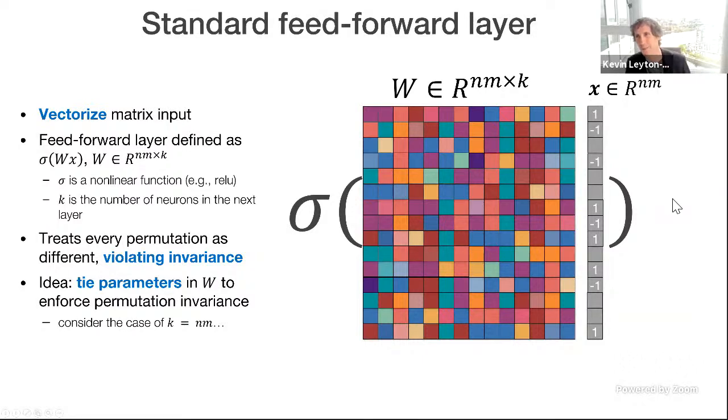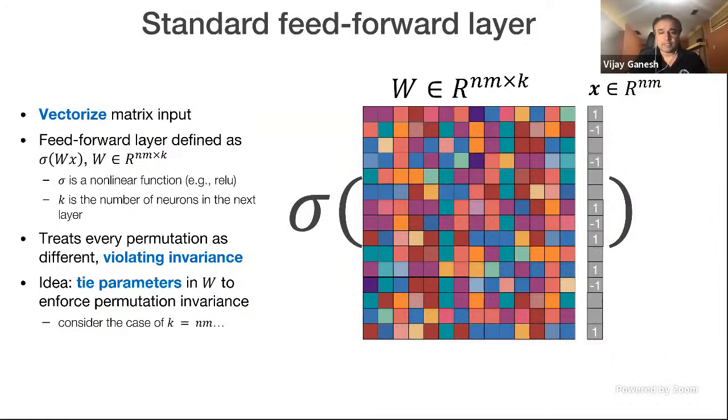That's what I thought. But okay, so the issue here is, you vectorize the input formula, right? And then you're doing this multiplication with this matrix here, but the problem is that it violates the permutation invariance that's associated with Boolean formulas. So in order to fix that problem, you tie the parameters in W to enforce it.